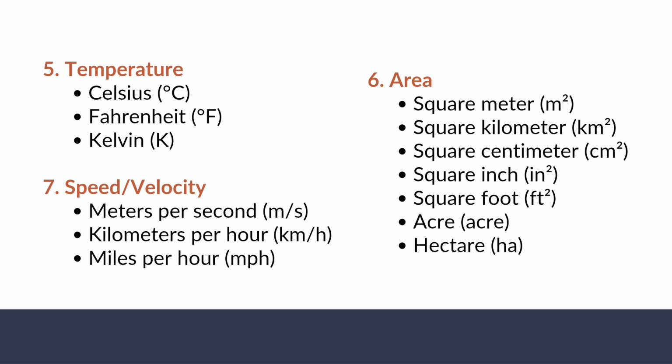Area: square meter, m squared; square kilometer, km squared; square centimeter, cm squared; square inch, in squared; square foot, ft squared; acre; hectare, ha. Speed, velocity: meters per second; kilometers per hour; miles per hour, mph. These are just a few examples of standard units of measurement. There are many more units available for specialized measurements in various fields of study.